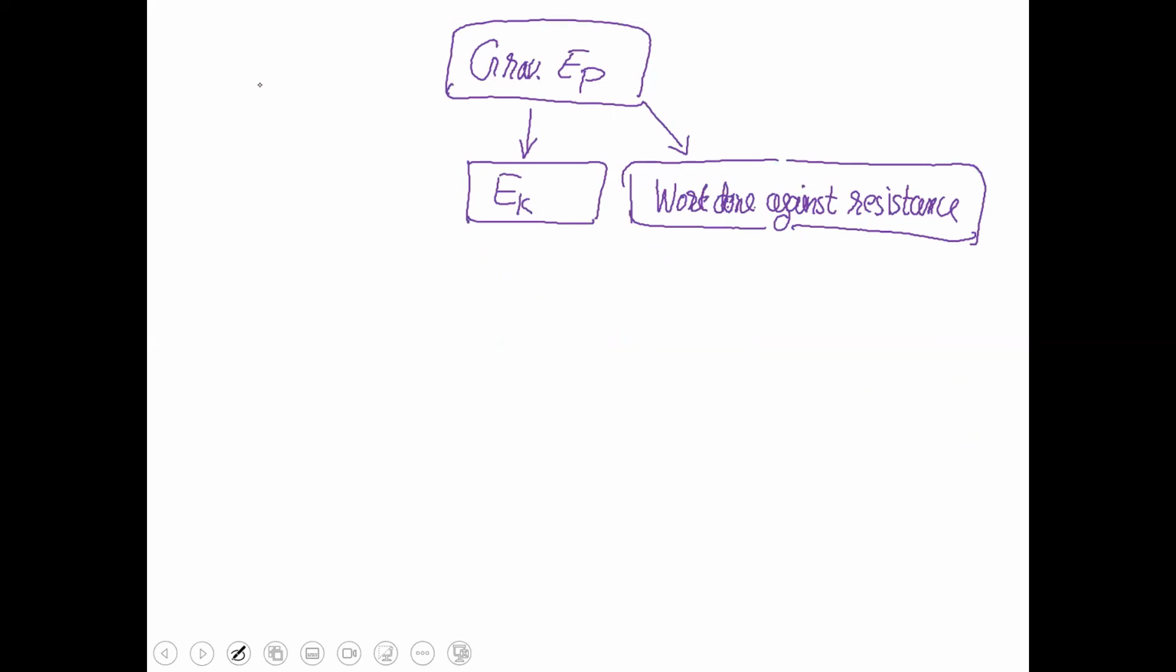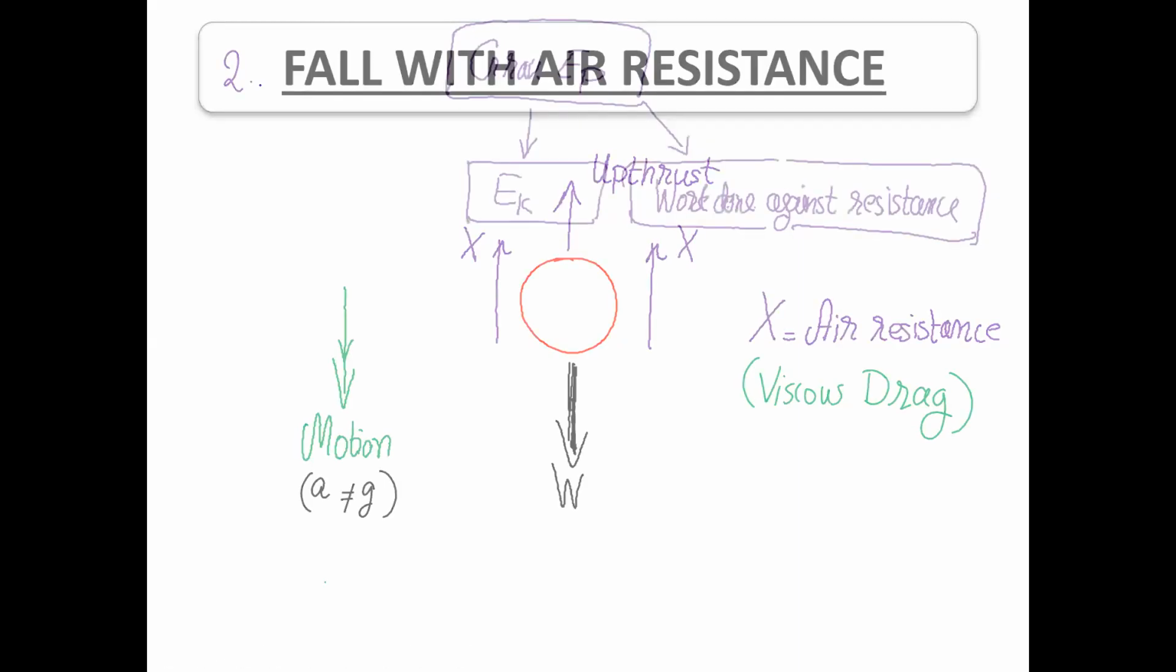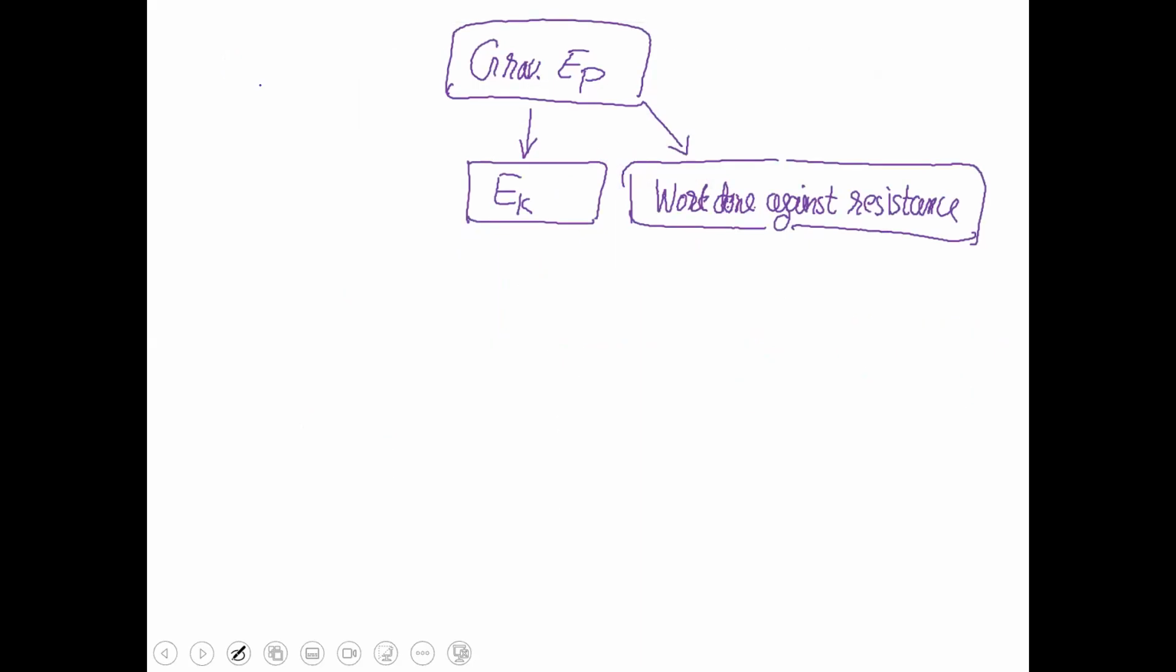Now, gravitational potential energy partially converts into kinetic energy and partially converts into work done against resistance. When something is coming down, its potential energy is decreasing. Here, the potential energy is converting into two forms, one kinetic energy and second work done against resistance. So now you have to copy this screen.